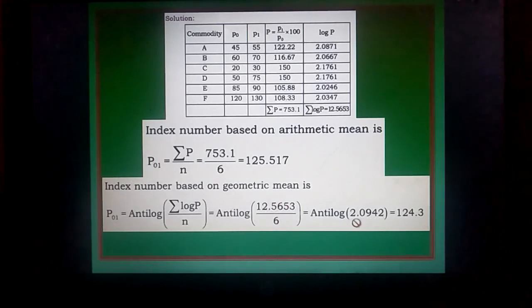So the antilog of 2.0942, when you calculate, will become 124.3. You are already aware how to calculate antilogarithms. So this way the given problem can be solved. Hope you are following me, students. Remaining problems we shall discuss in the next class. Thank you so much.